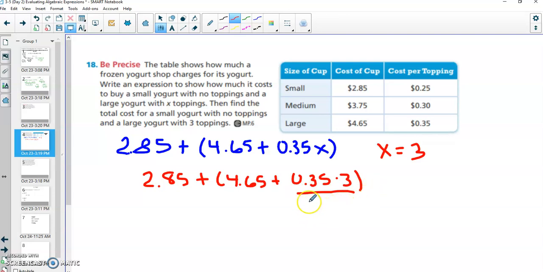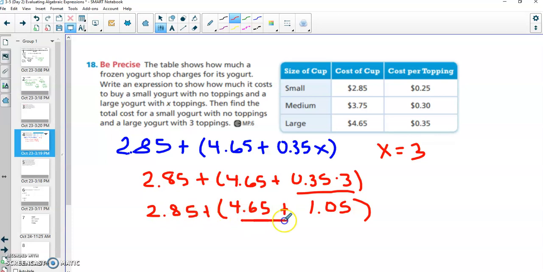And 35 times 3, if I multiply those together, I get 1.05. So I should get 1.05 when I multiply those together. You can do that off to the side. Add that to 4.65. So this is giving me my total cost of the large right here, because it's my base price for the cost of the cup, plus here's how much I wind up paying in toppings for 3 toppings, and my cost for my small yogurt with no toppings.